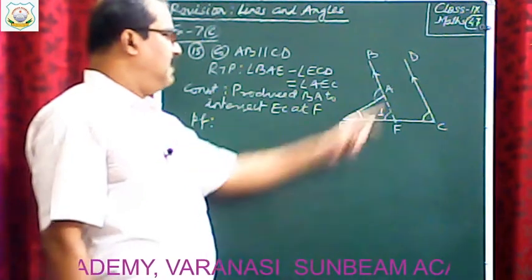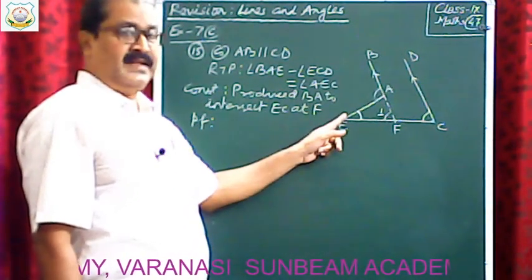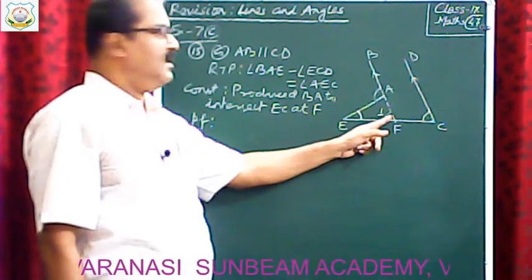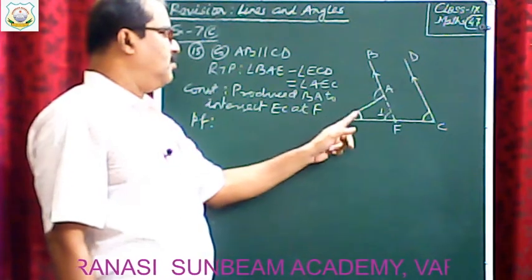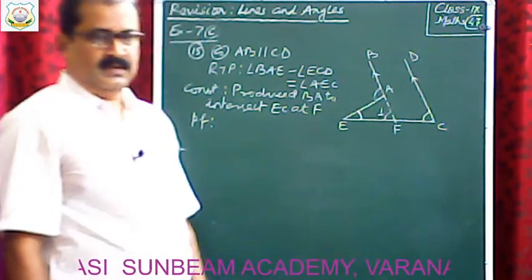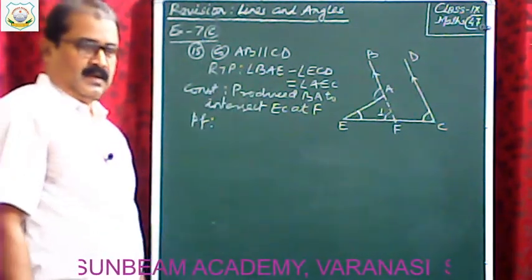And thereafter in triangle AEF, angle BAE is the exterior angle. The exterior angle equals the sum of its interior opposite angles. So angle BAE equals angle E plus angle 1. In place of angle 1 you have to write angle C, and thereafter you have to transpose angle C to get the same as required to prove.